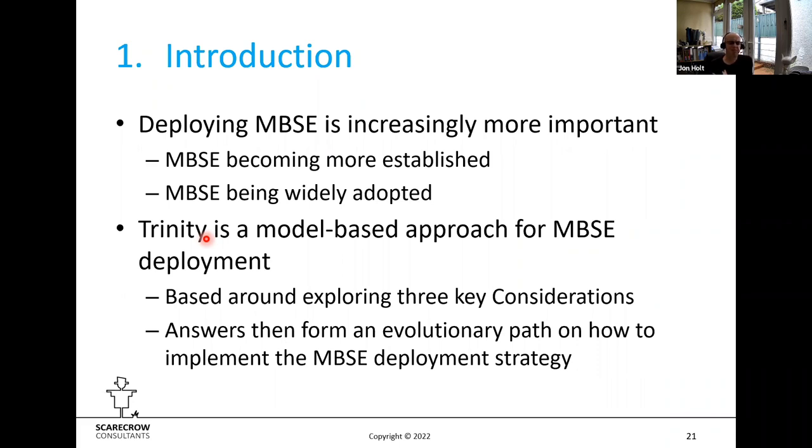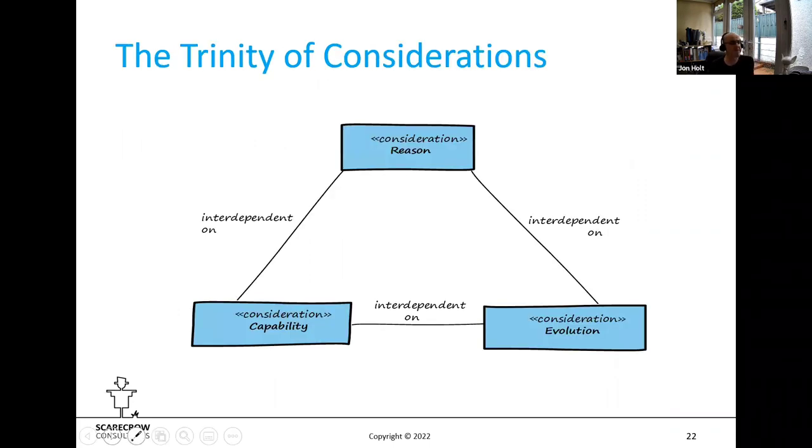And although we use particular techniques when we talk about this, what I want to talk about today is initially these three considerations and why I believe they're the absolute minimum considerations that you need to take into account in order to deploy MBSE successfully. And these three considerations, this trinity of considerations, are the reason, the capability, and the evolution.